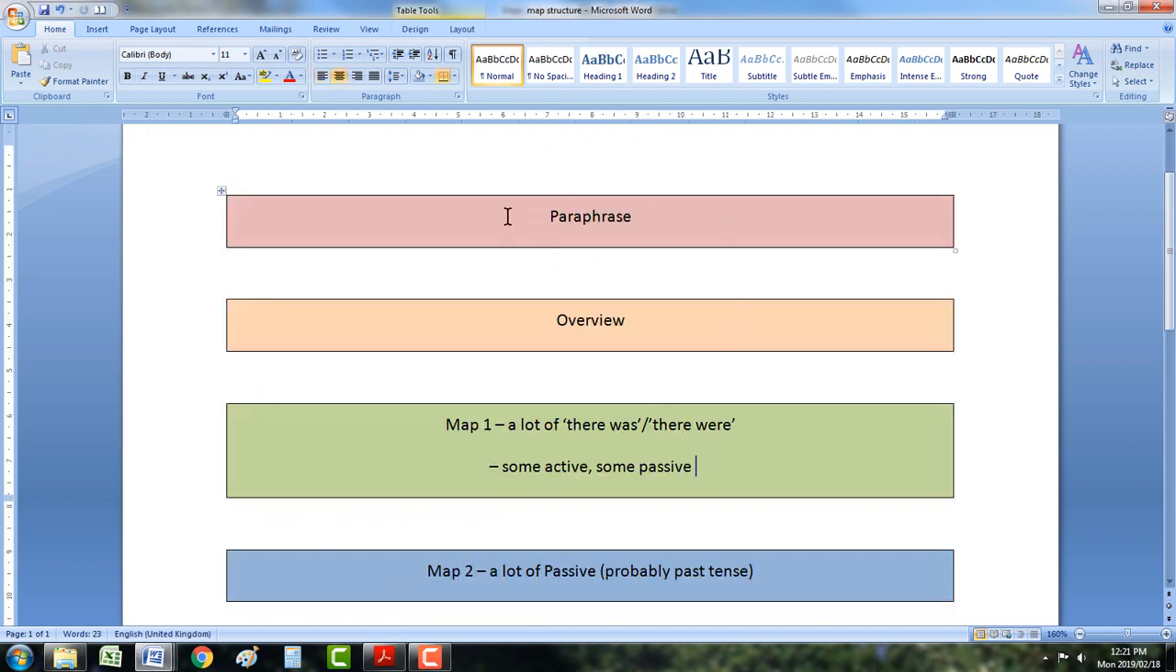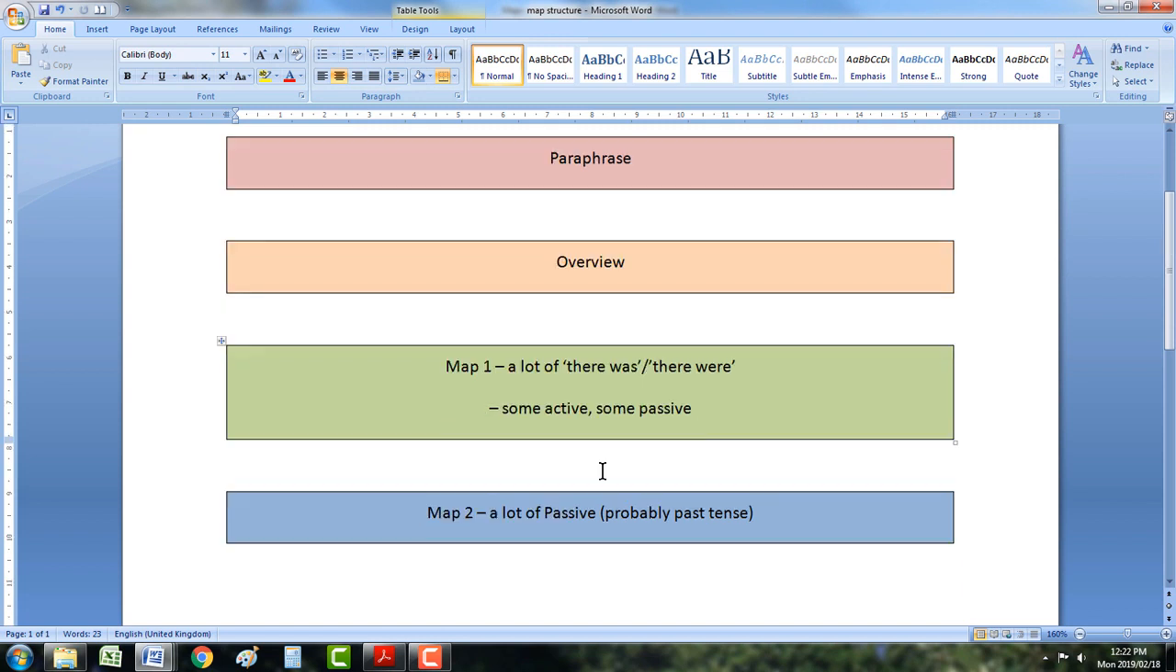Of course, as always, we've got our paraphrase and then we've got our overview. Then some students want to mix the paragraphs and say there was this in 2010 and that changed to this in 2017, then there was this in 2010 and that in 17. And I don't like doing it that way. I think it's a more complicated way of doing it. Just do it simply, one paragraph for the first map and one paragraph for the second map. Why do it this way? Because it makes it easy for the examiner to follow what you're doing, and that's what you want.